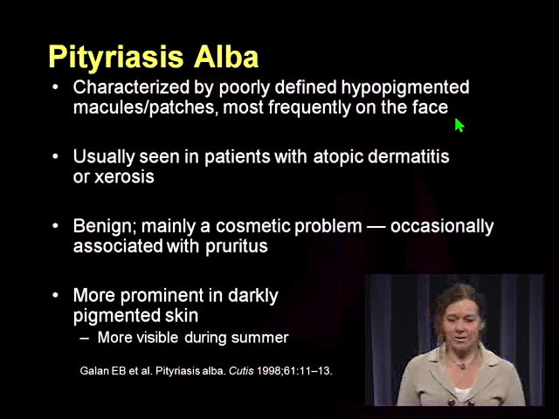Okay, so this is a condition that's very commonly confused with fungal infections. These patients usually present in the summertime. They're usually darkly pigmented patients to begin with, and then they come in and they have these blotchy, light patches, usually on both cheeks and sometimes on their arms. And this is an example of pityriasis alba. And again, it's very common, usually seen with darker skin.